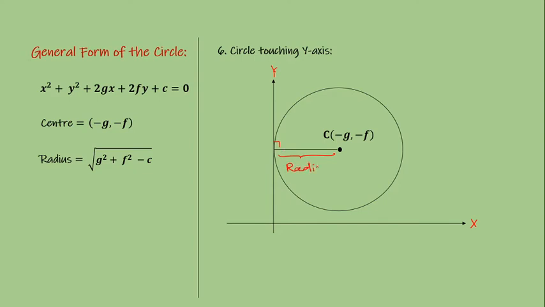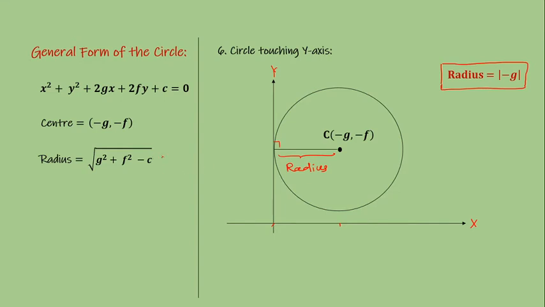And where we can measure this radius: it can be measured on the x-axis, this much distance. So on the x-axis, that means it will be mod of minus g. So the radius is mod of minus g. Again, one can remember this: if the circle is touching the y-axis, its radius is mod of minus g, that is mod of the x coordinate of the center.